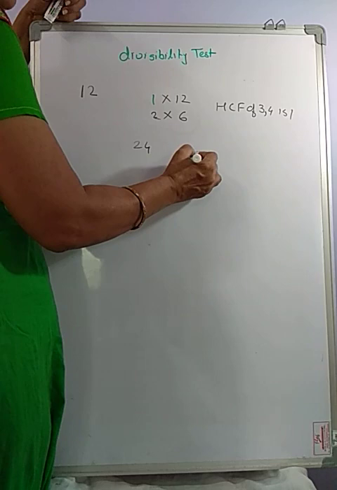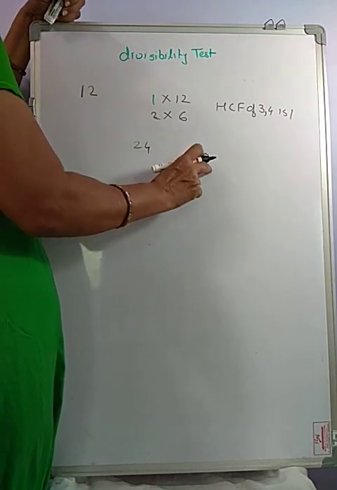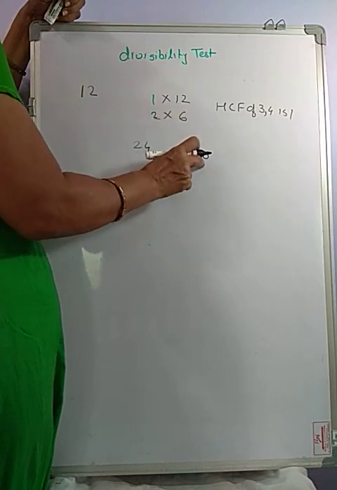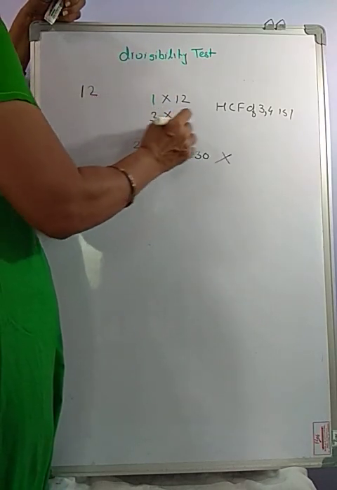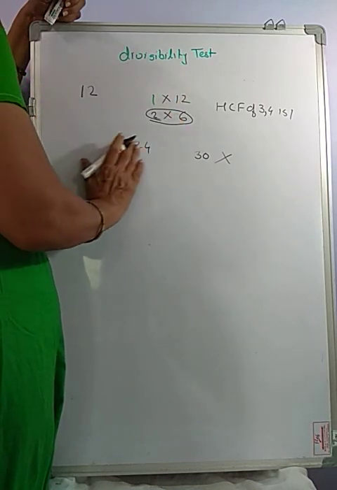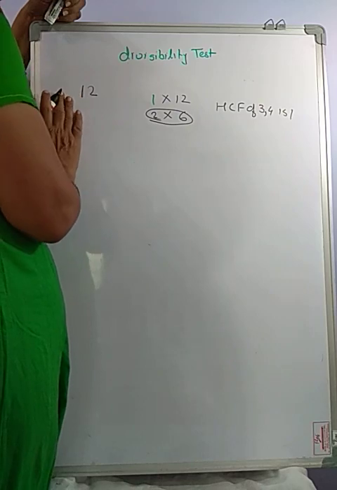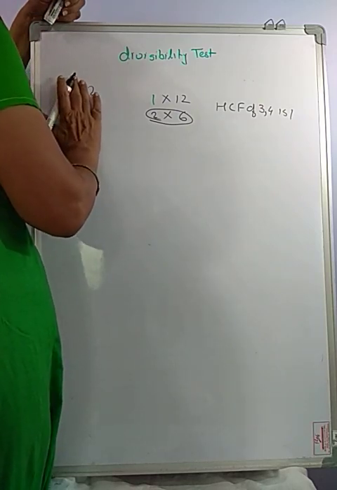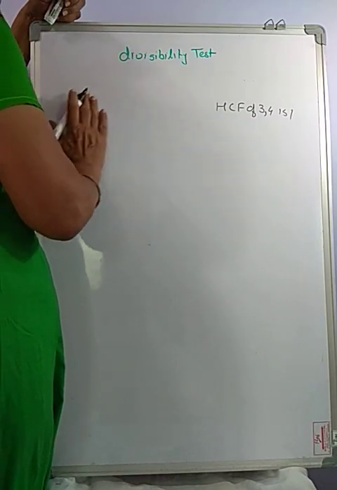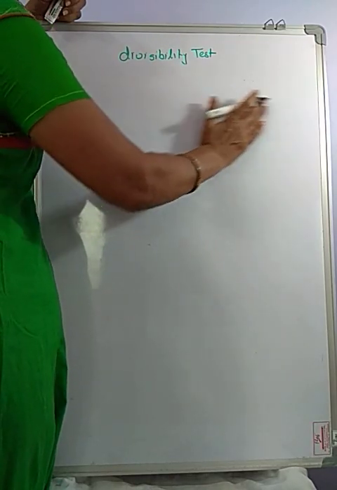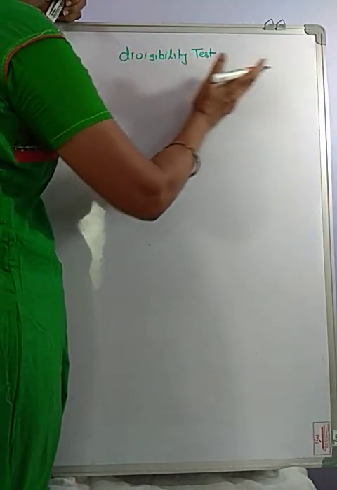But if I take 30, is it divisible by 2? Yes. And is it divisible by 6? Yes. But is it divisible by 12? No. So we cannot take such factors where the factors are not co-prime. If the factors are co-prime, then and only then can we say that if a number is divisible by the two factors, then the number is divisible by its product also.